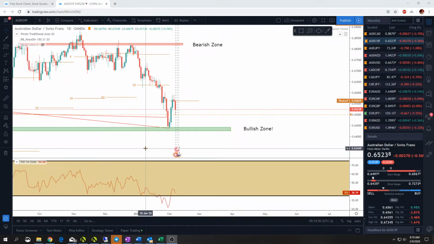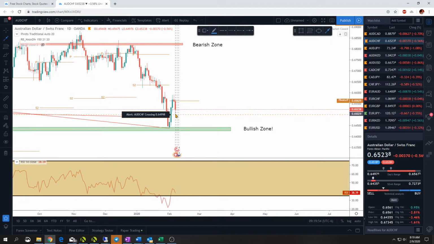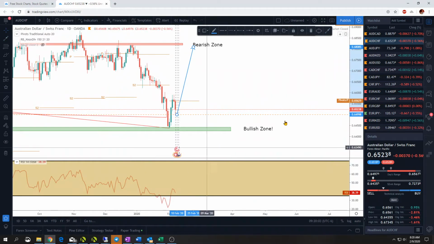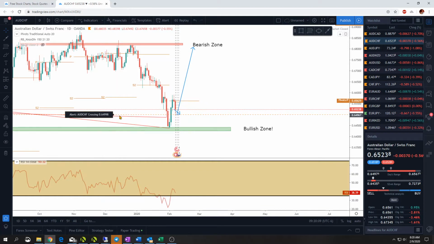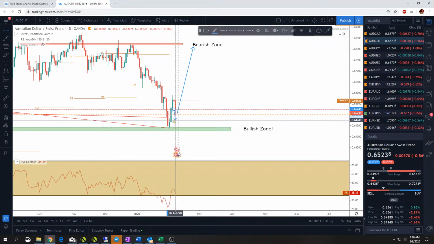Okay, so I actually like this pair long. If we get a push back down, I like this pair long. And it may come all the way up to there this week. We may have already missed it, but this is what I'm looking for. Or if we get another push down here, even better.